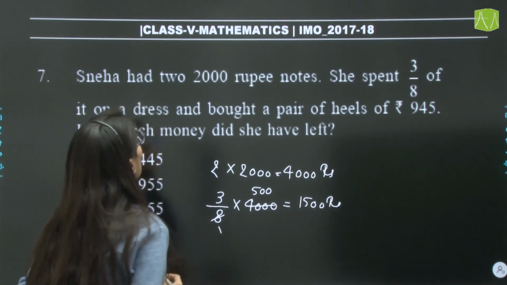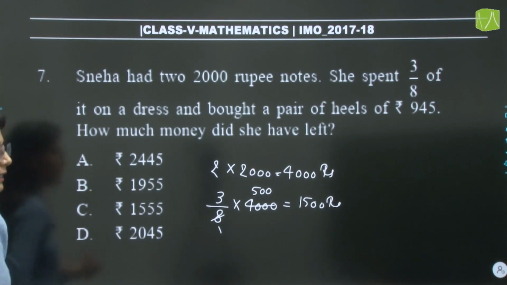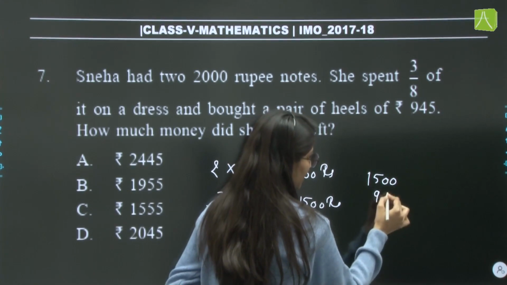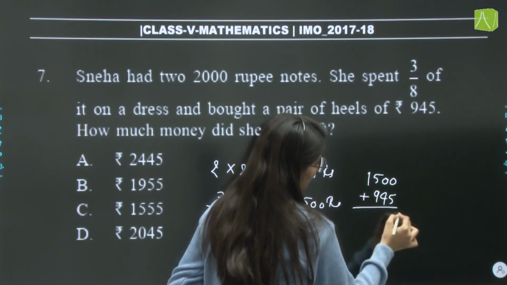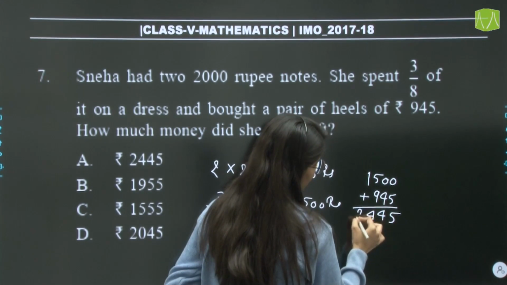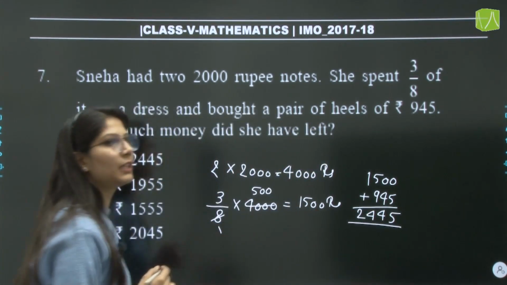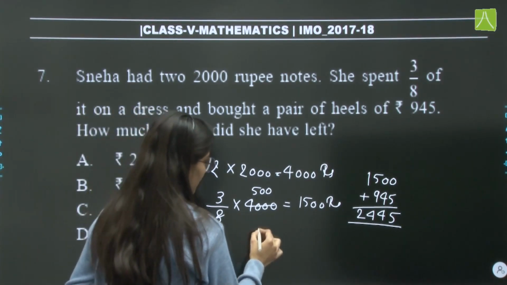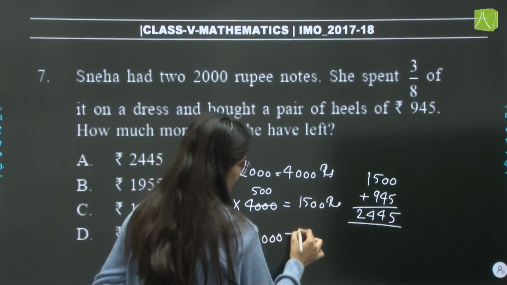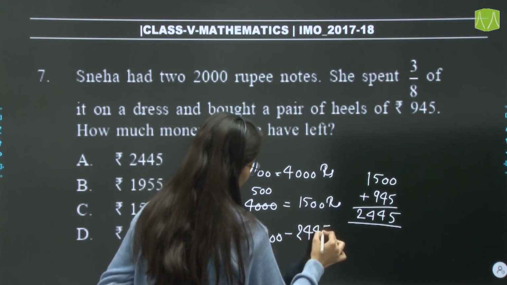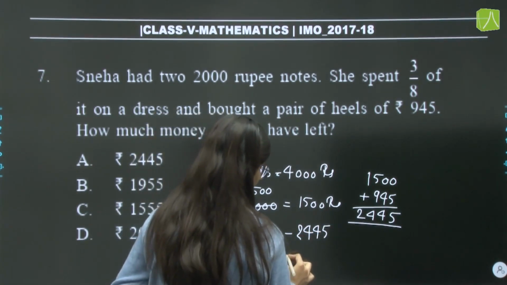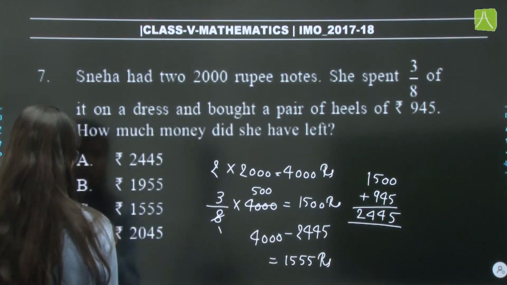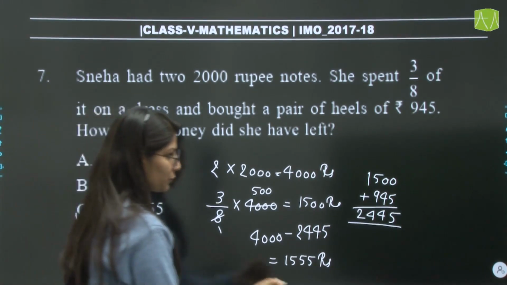So first let's find out how many rupees she has spent. So on dress she spent 1,500 rupees and on heels she spent 945. So total she spent 2,445 rupees in total. Now how much money did she have left? You have to subtract 4,000 minus 2,445. So you get the answer as 1,555 rupees. This is option C. Okay, now let's move to the next question.